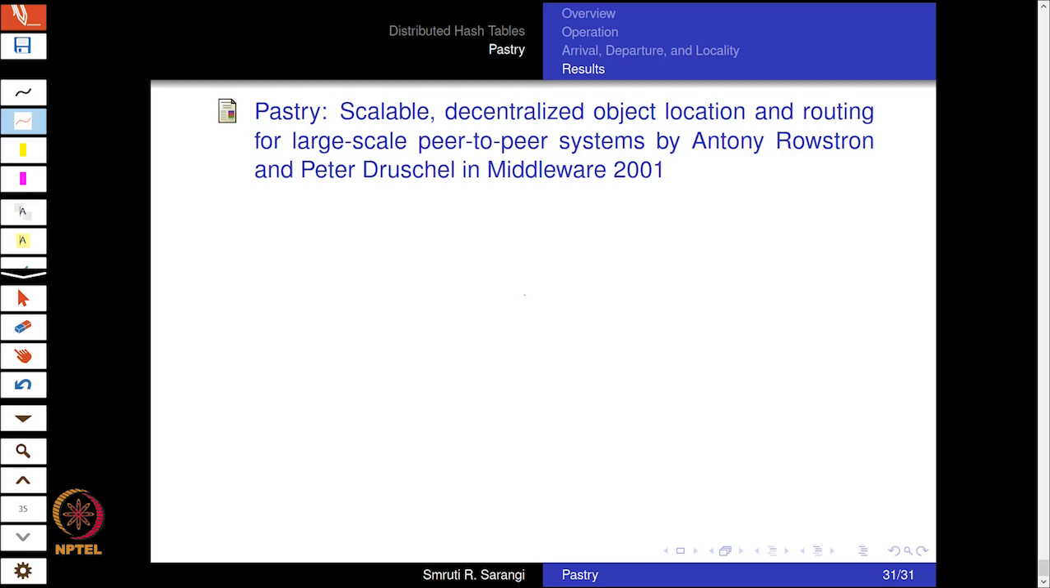Thank you very much for bearing with me in this long lecture. Next we will discuss the Chord DHT, which is conceptually similar to Pastry in the sense that it has the same concepts, but it is architected very differently.